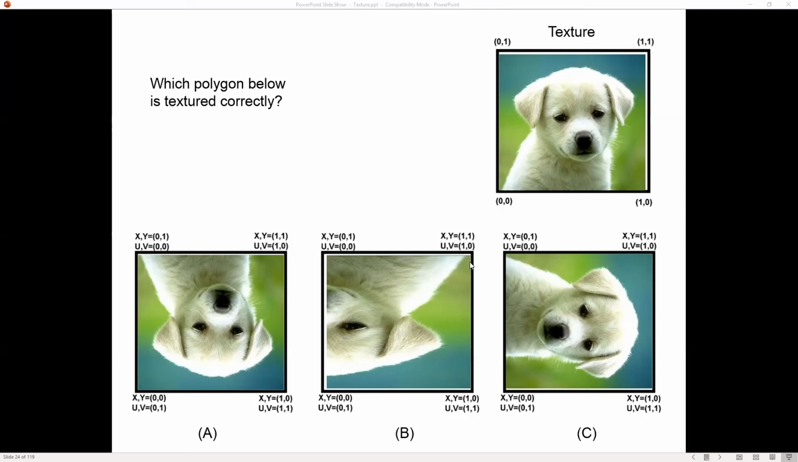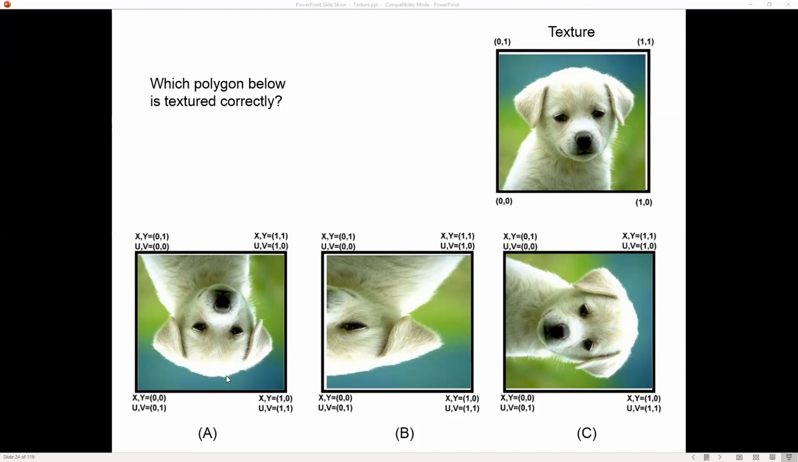What do you think would happen if I specified, let me go back to this one, and instead of saying UV 1, 1, this was at UV 2, 2. And this was at 2, 0, and this was at 0, 2. What if I did go out to 2? What do you think would happen? Type in the chat box. What would I get in terms of my dog, if I try to go out to 2?